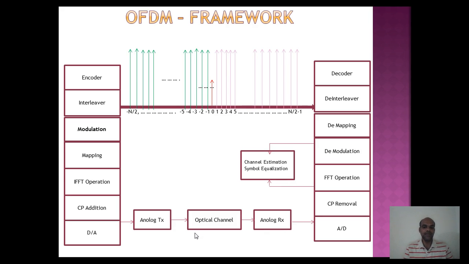At the same time, after converting from digital to analog, the analog signal is transmitted through the optical channel, and at the receiver side the analog signal is received and converted into digital. The cyclic prefix added at the sender side is removed, the FFT operation is done and the data is demodulated. The parallel streams are demapped, and deinterleaving algorithms and the decoder are used.